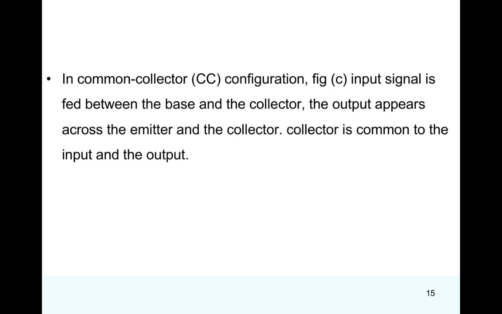In common collector configuration, the input signal is fed between the base and the collector, and the output appears across the emitter and the collector. So here the collector is common to both input and output. The input signal is applied between base and collector, and the output signal appears between collector and emitter, and the collector is common to both input and output.